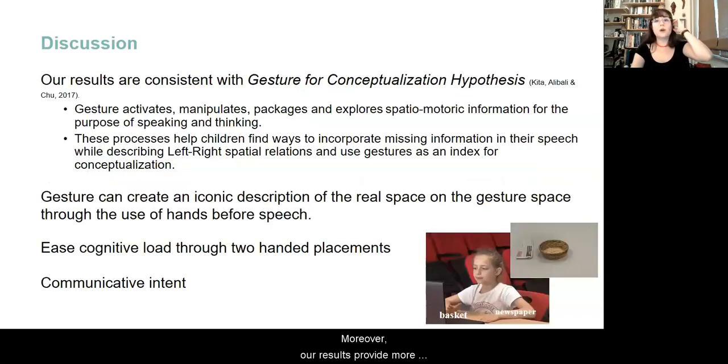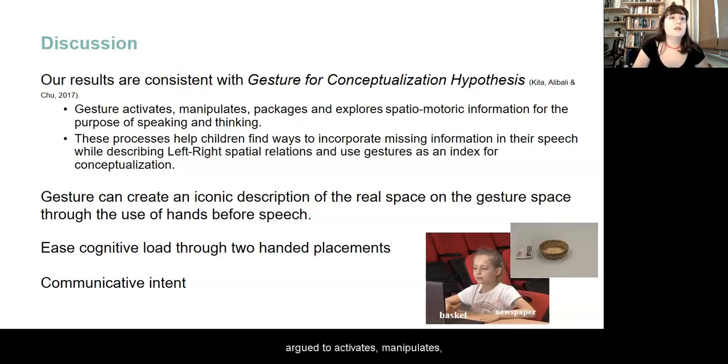Moreover, our results provide more evidence for the gesture for conceptualization hypothesis, in which gesture is argued to activate, manipulate, package, and explore spatial motoric information for the purpose of speaking and thinking. These processes help children find ways to incorporate missing information in their speech while describing left-right spatial relations, and children use gesture as an index for conceptualization. Moreover, gesture can create an iconic description of the real space after all, and children easily express real space by mapping it onto the gesture space through their hands before speech.